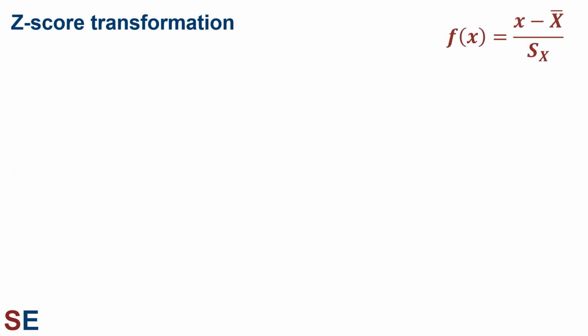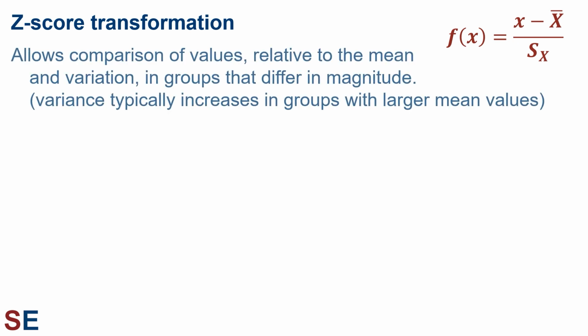The next transformation is the z-score transformation, where f of x is the difference between each value and the mean divided by the standard deviation. This converts every value into a new one, which represents how many standard deviations above or below the mean it is. Unlike the other transformations in this video, the goal of this one is not to change the shape of the data distribution.